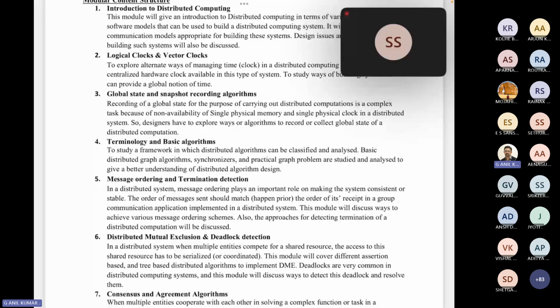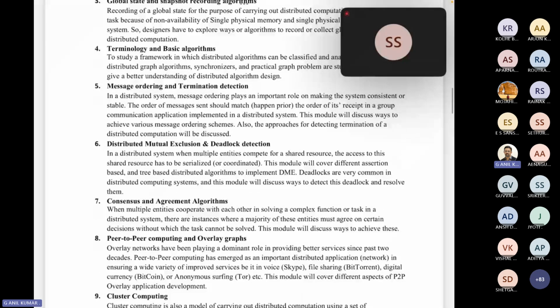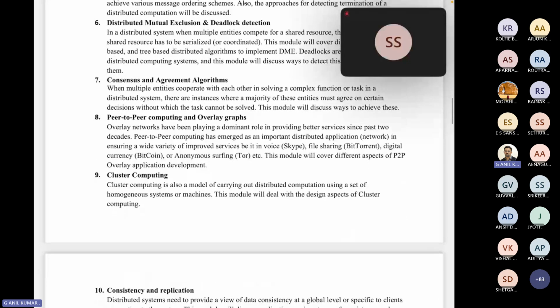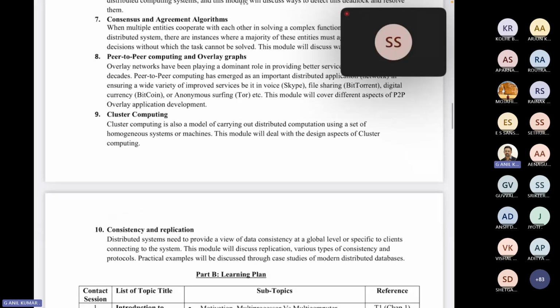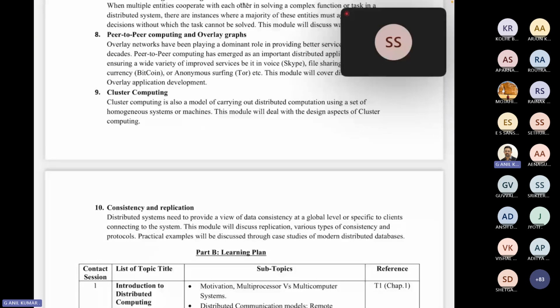Fourth module is about the basic algorithms that we have. Fifth module is about message ordering and termination. Sixth is mutual exclusion and deadlock detection. Seventh module is about consensus and agreement algorithms. From the eighth session onwards, we see the technologies that are developed taking distribution as their core, like peer-to-peer computing, cluster computing, and a few IoT. And we also speak about consistency and replication and distribution.